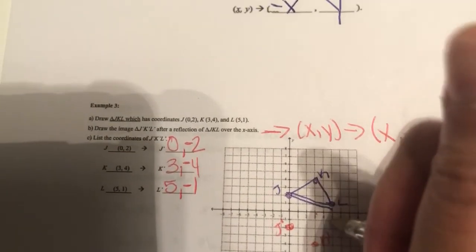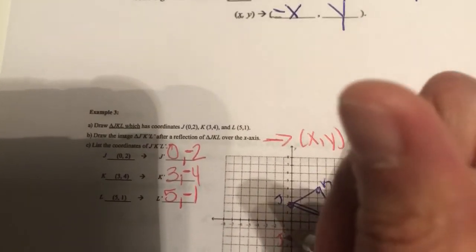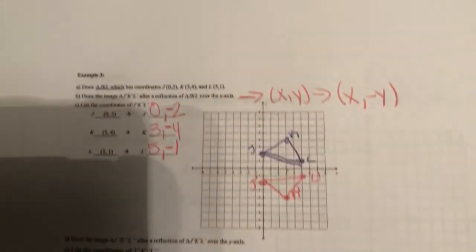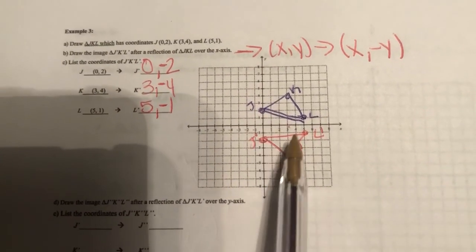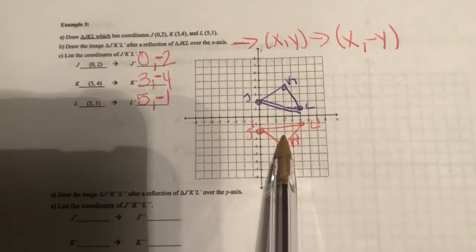All right. So now I have my new triangle, which consists of J prime, K prime, L prime. It is all reflected over the x-axis.